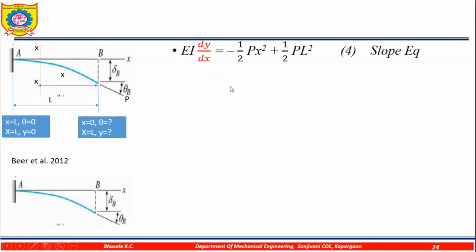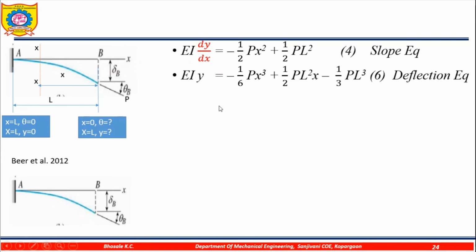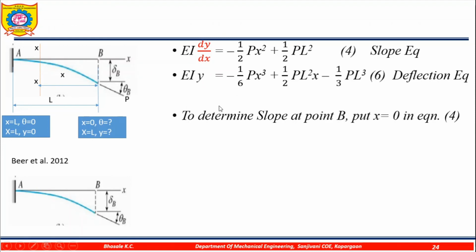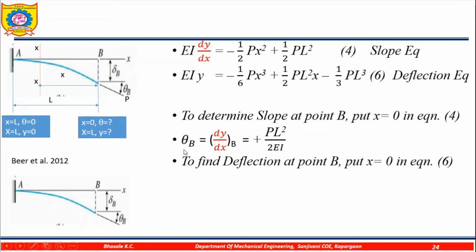So we'll first use the slope equation and then find out the slope at point B. To determine the slope at point B, put x equal to 0 in equation 4. So we can find out the value of slope. That will be equal to PL square by 2EI. And to find out the deflection at point B, put the value of x equal to 0. So that is minus PL cube by 3. So here this should be equal to 0.